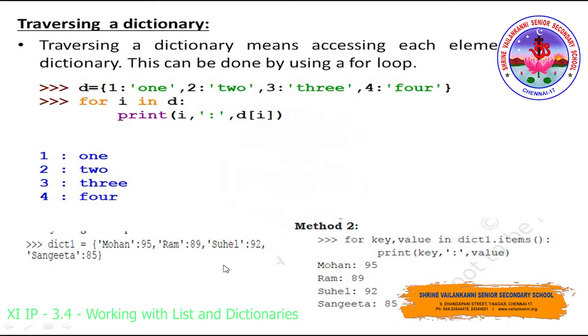Regarding this traversing concept, we have already seen traversing in many data types like string as well as the list data type, right? Here in the dictionary also we are going to follow the same procedure, accessing each and every element of a dictionary by using the traversing concept. Here you are going to make use of the for loop. Look at this example.